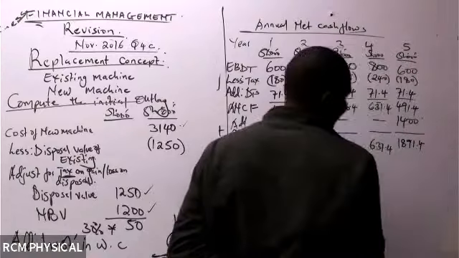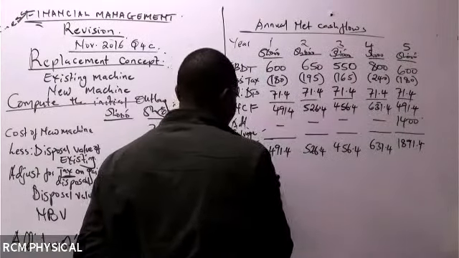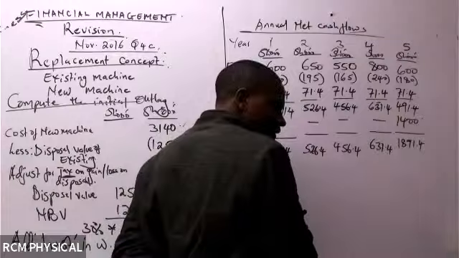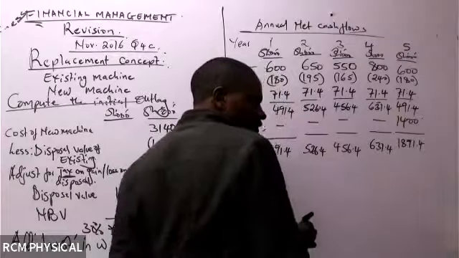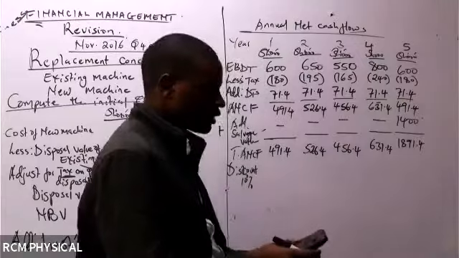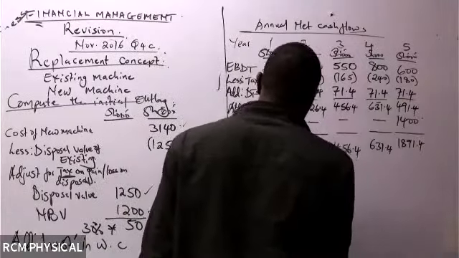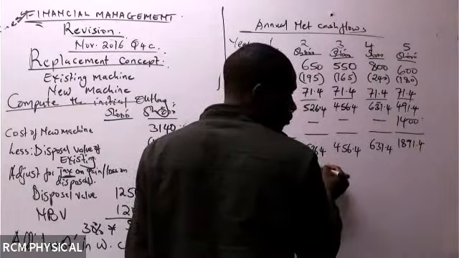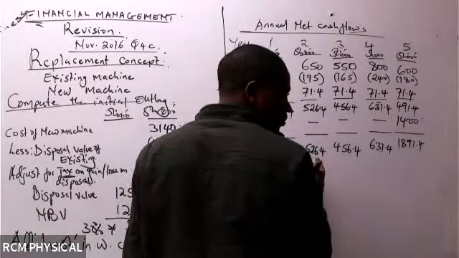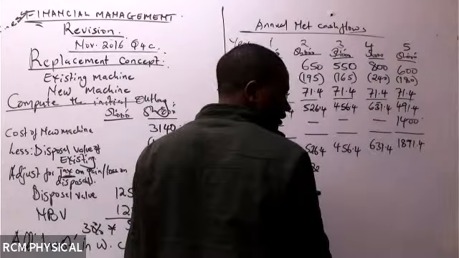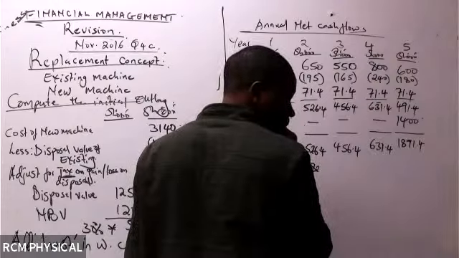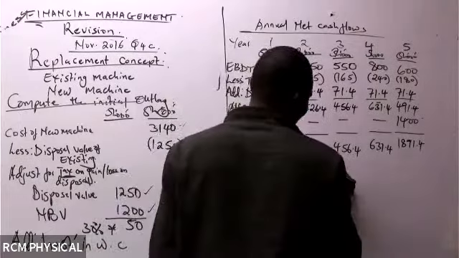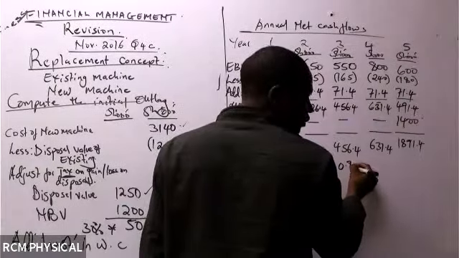Now we discount. What is the discount rate? The discount rate is 10%. So with 10%, you apply the discount factors. 0.8264, 0.7513. Let me just confirm the factors.